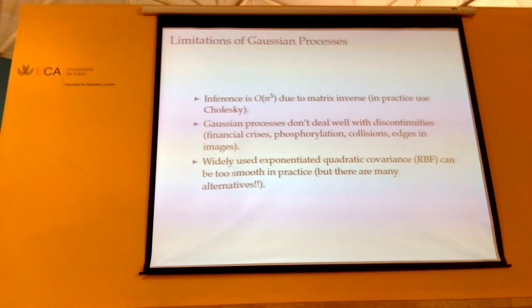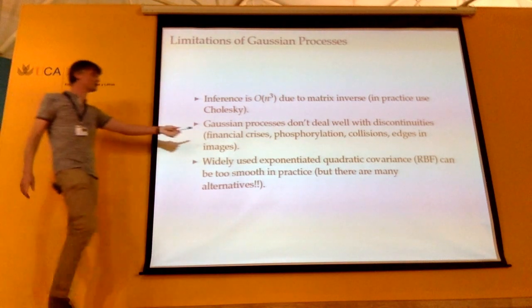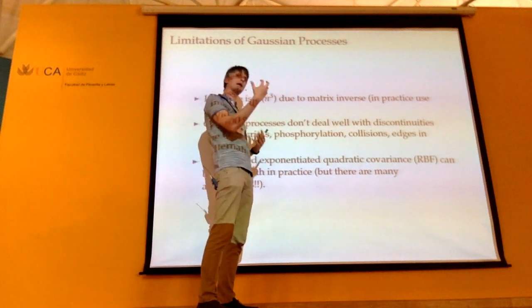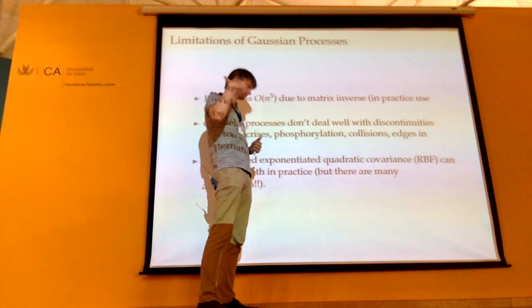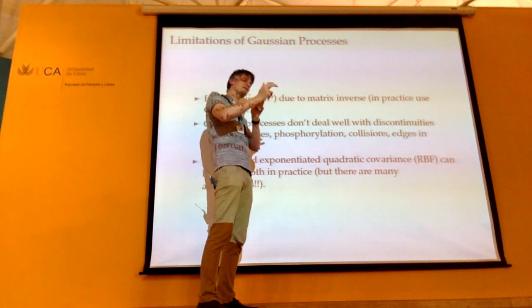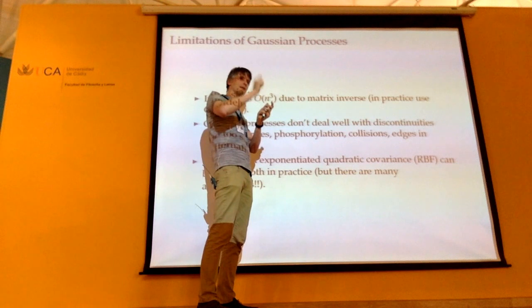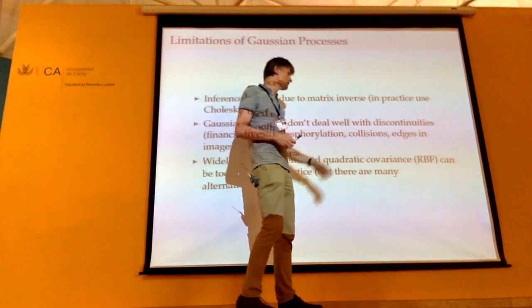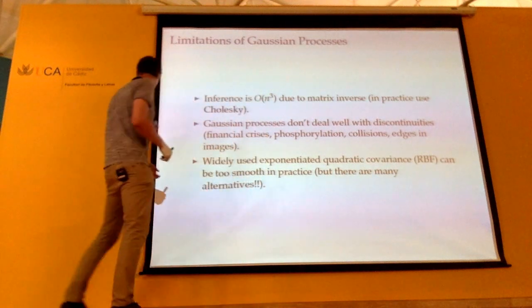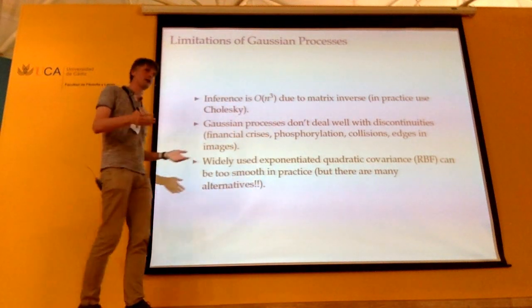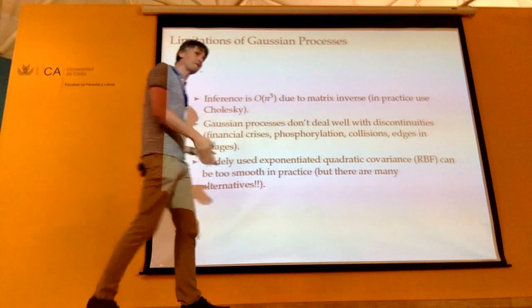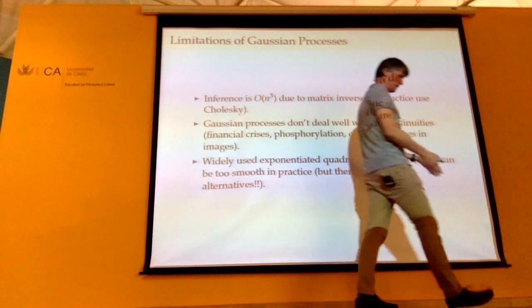So financial crises, phosphorylation in computational biology is when, often quite quickly, one kinase, or one transcription factor, one protein, changes its form by having a phosphorus thing attached to it, and then changes its role. So that looks like a discontinuity. Collisions. So if I walk into this wall, then I don't act as a Gaussian process. I rebound quite rapidly. Or even my footfall on the ground is actually involving a collision.